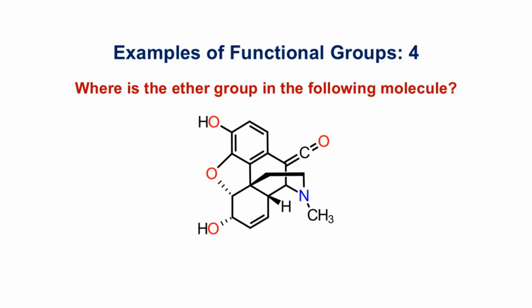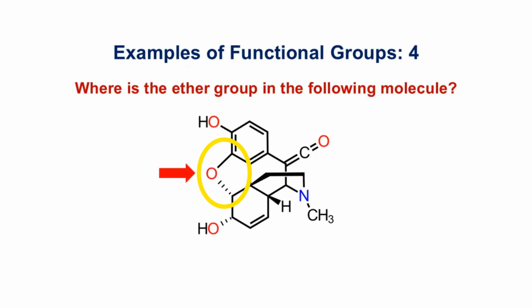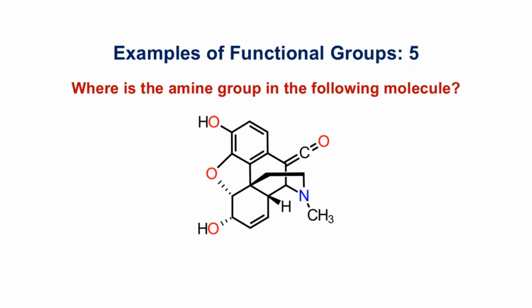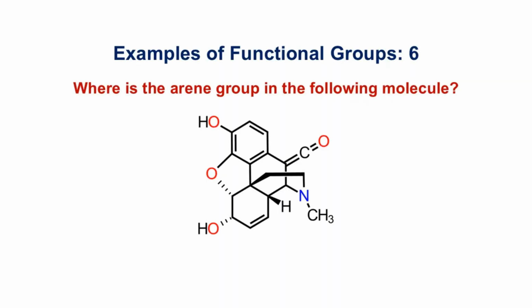Of the multiple functional groups in this molecule, which one is an ether? Only the oxygen bonded to 2 carbons on the left side of the molecule matches the requirements for an ether. Indicate where the amine group is in this molecule. There is only 1 nitrogen in this compound, and since it isn't bonded to a carbonyl, this is an amine. Where is the arene group in this structure? Only the cycle indicated matches the definition of an arene, since it contains 6 pi electrons that are conjugated.